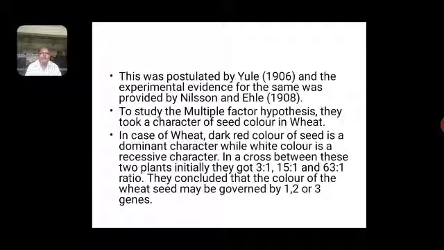This was postulated by Yule in 1906, and experimental evidence for the same was provided by Nilsson-Ehle in 1909. To study the multiple factor hypothesis, they took the character of seed color in wheat. In wheat, dark red color of seeds is a dominant character, while white color is a recessive character. In a cross between two plants, initially they got 3:1, 15:1, and 63:1 ratios. They concluded that the color of the wheat seeds may be governed by 1, 2, or 3 genes.